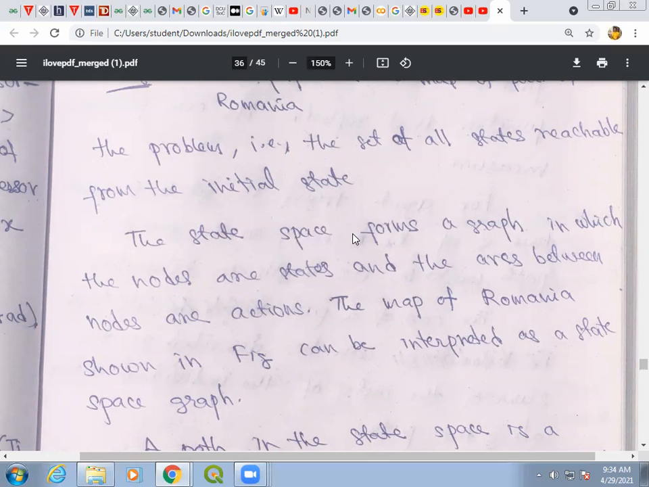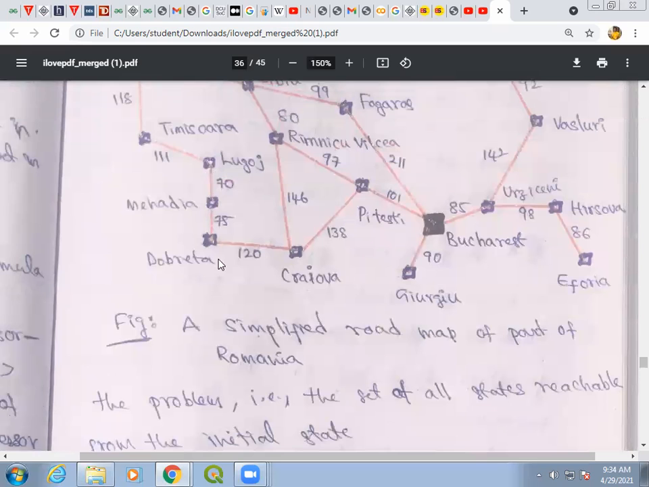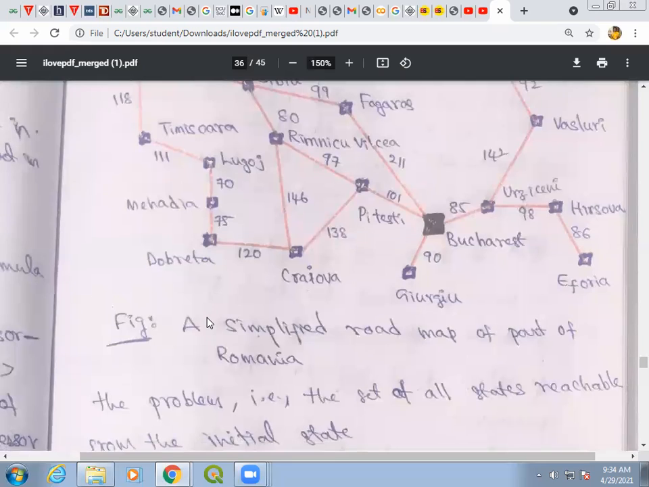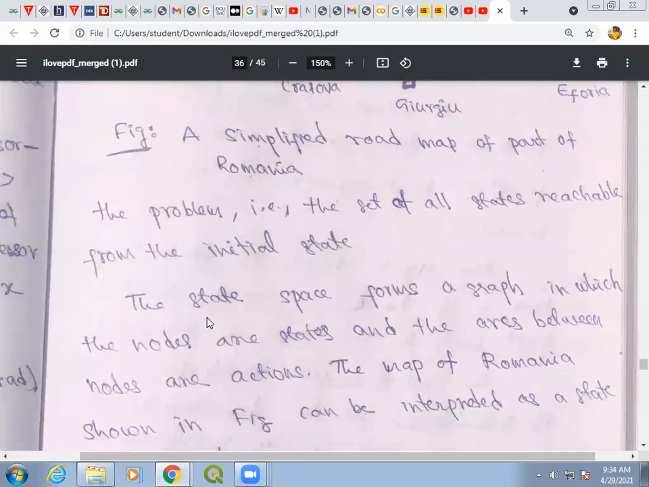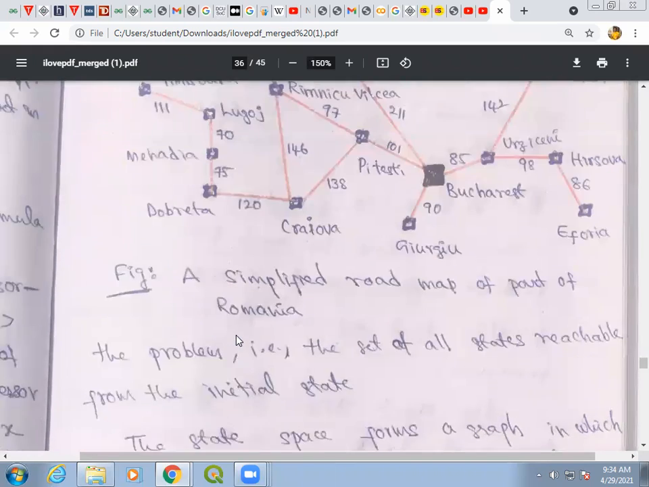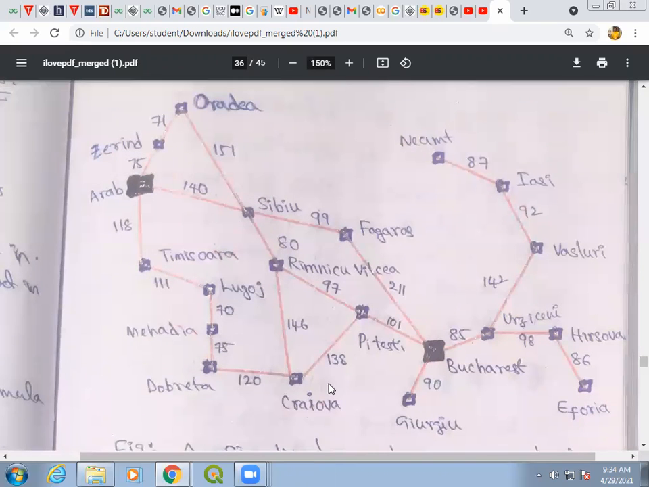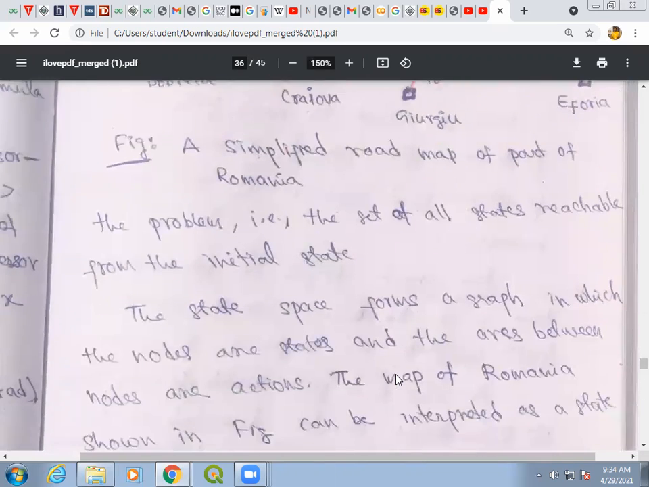Okay, so the state space forms a graph in which what are the nodes here? The nodes are the different states. So from Arad state it has to reach Sibiu, next it has to reach Timisoara. Whatever the next location it is reaching, that is called a node. What are the different states it has? That will be represented by nodes. And the arcs between the nodes are the actions. So this is the simple state space graph.